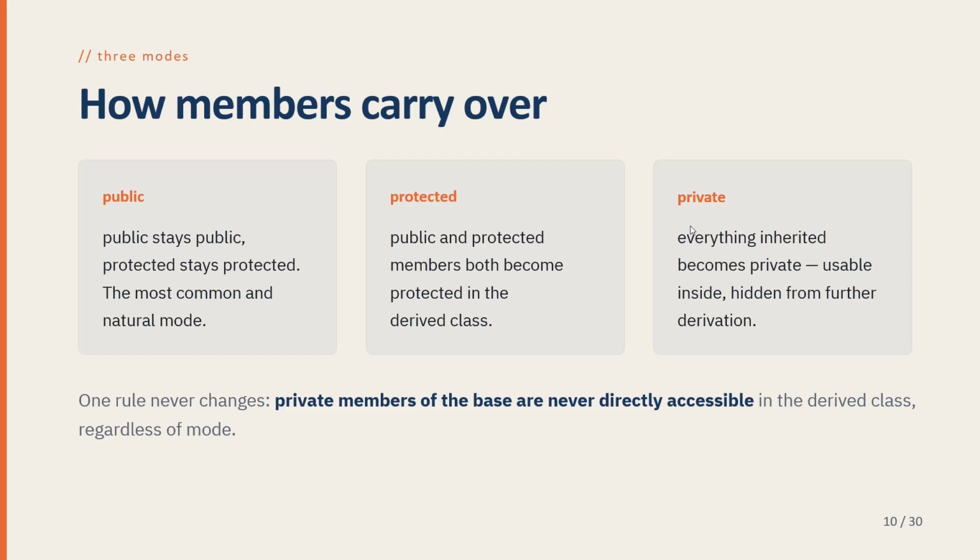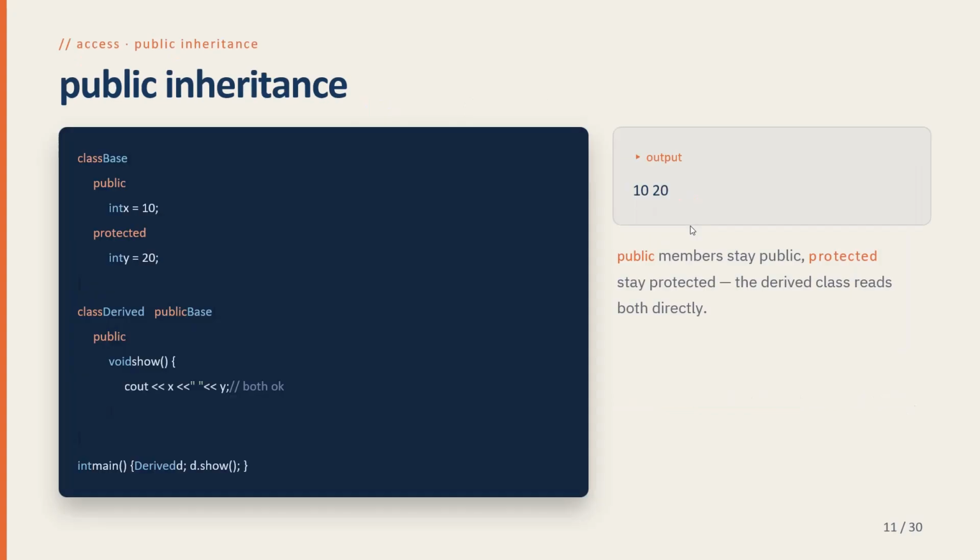So in public inheritance, public members remain public and protected members remain protected. Here, for example, class Derived : public Base. If the base class contains public variable x and protected variable y, both can be accessed appropriately by the derived class. Public members can also be accessed from outside the class through the derived object.